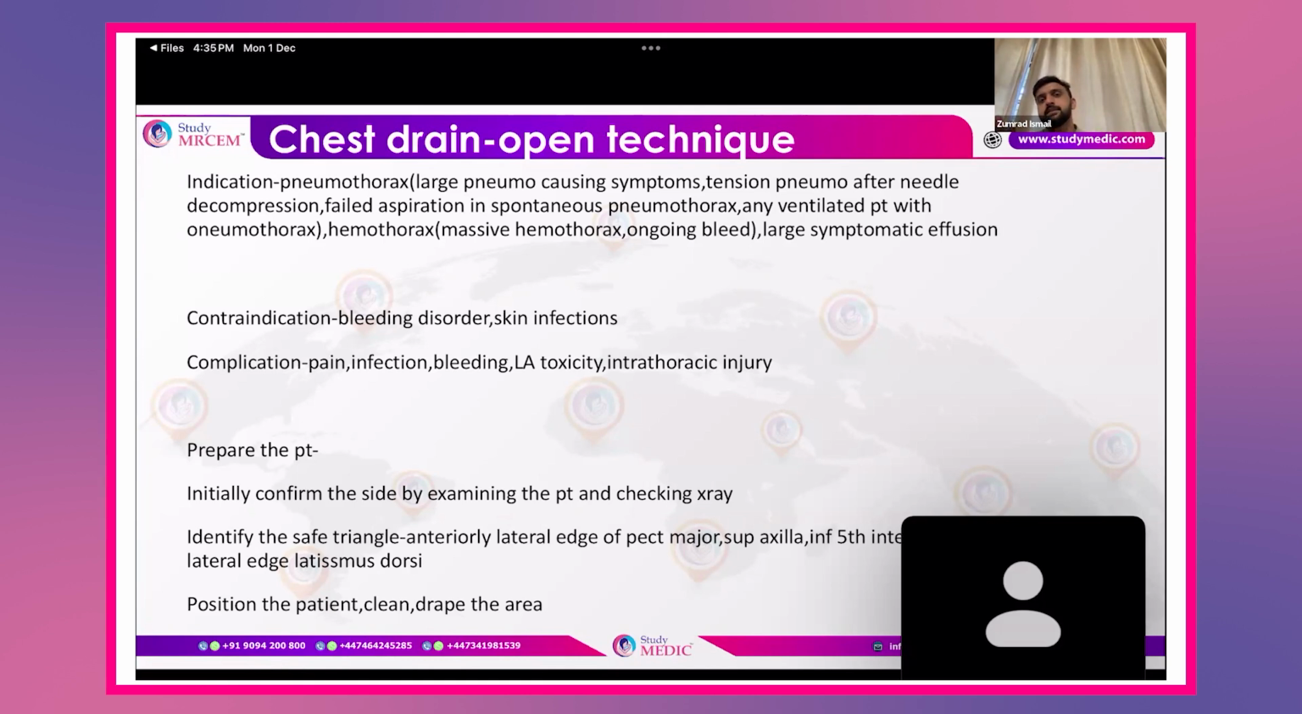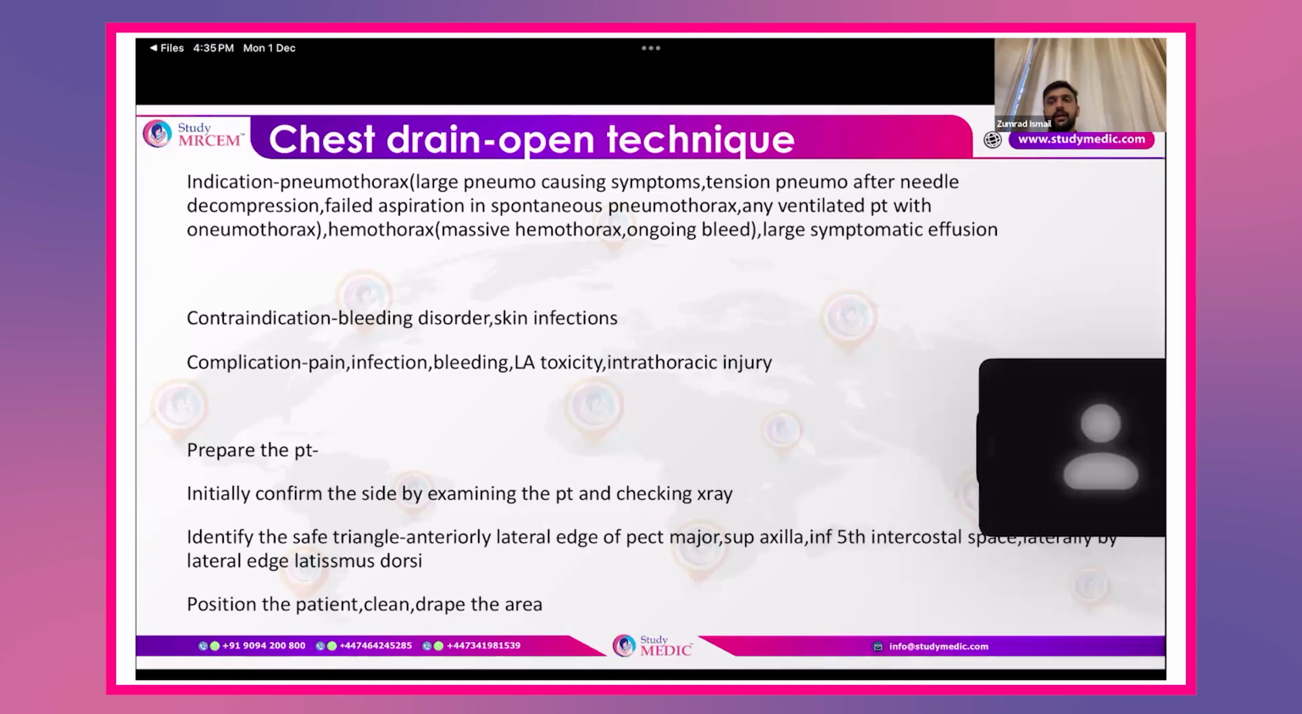These are the pre-procedure things that I explained just now. Moving on to the procedure, we will initially prepare the patient. Before that, we have to confirm the side of the pneumothorax or hemothorax by examining the patient and checking the X-ray. We'll take a brief history, do an examination, inspection, palpation, percussion, and auscultation, and also check the X-ray to confirm the diagnosis. Then we'll identify the safe triangle.